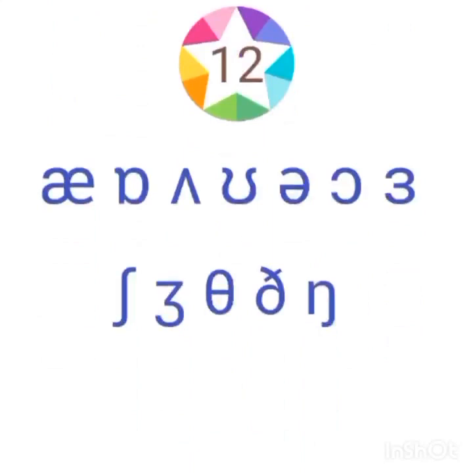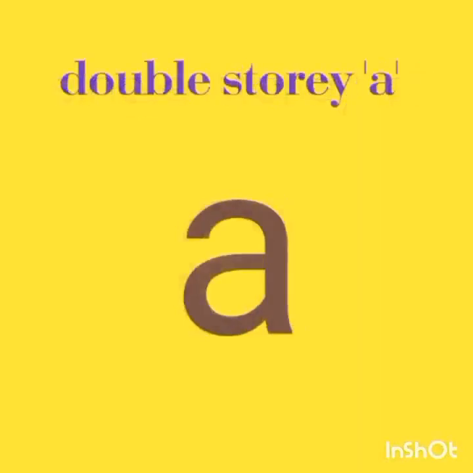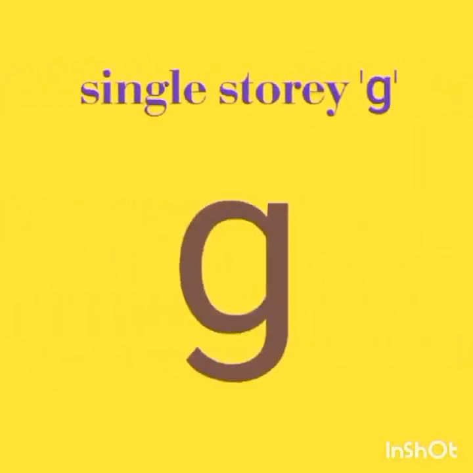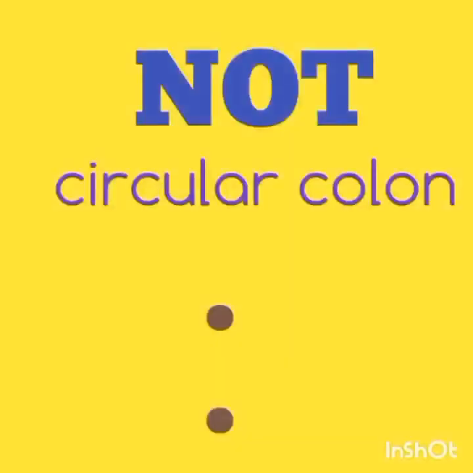It is worthy of note that among the letter sounds there is a single story a and a double story a. Also, there is a small capital letter I. The letter G used as a sound is usually represented by a single story g, not a double story g. And lastly, the colon used is a triangular colon, not a circular colon. All this is to have a presentable transcription whenever you decide to write it in print.